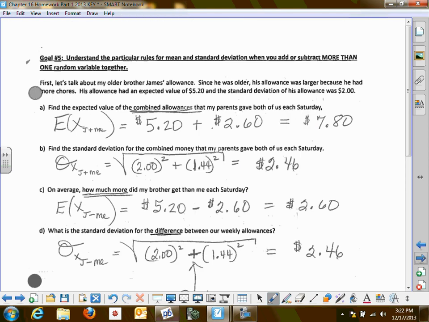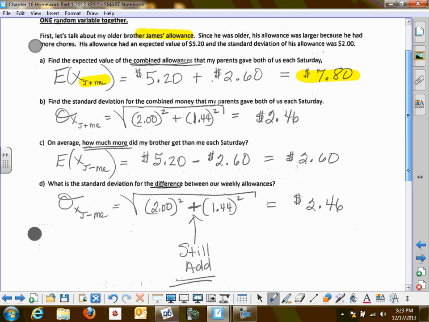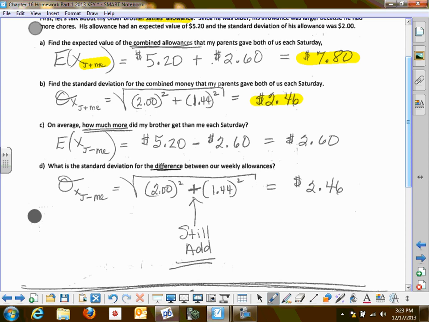All right. This last goal was combining 2 variables. The variables were my brother's allowance and my allowance. So those are the 2 variables. When I was combining those 2 allowances, you just add them. And so my parents were paying out, on average, $780 a week with this standard deviation.